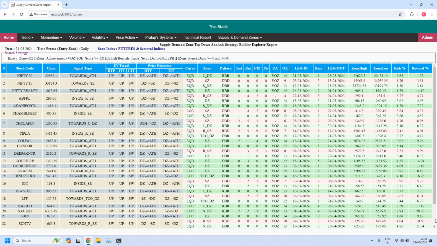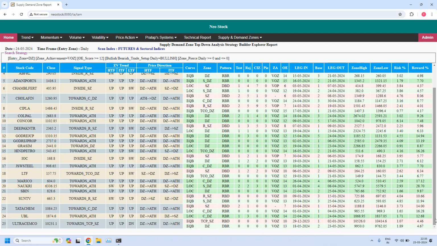Okay, let me scroll down the list. Now a total of 25 stocks are filtered. These 25 stocks are supporting the bullish trade setup for monthly income trade. Now let's generate the bearish trade setup for monthly income trade.